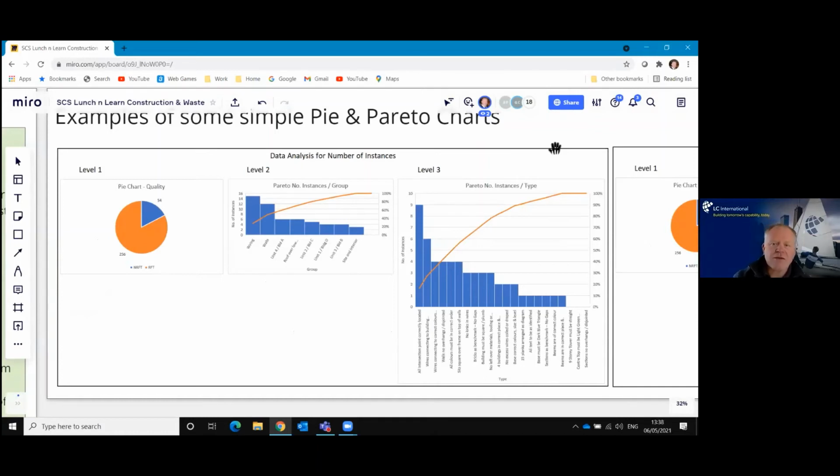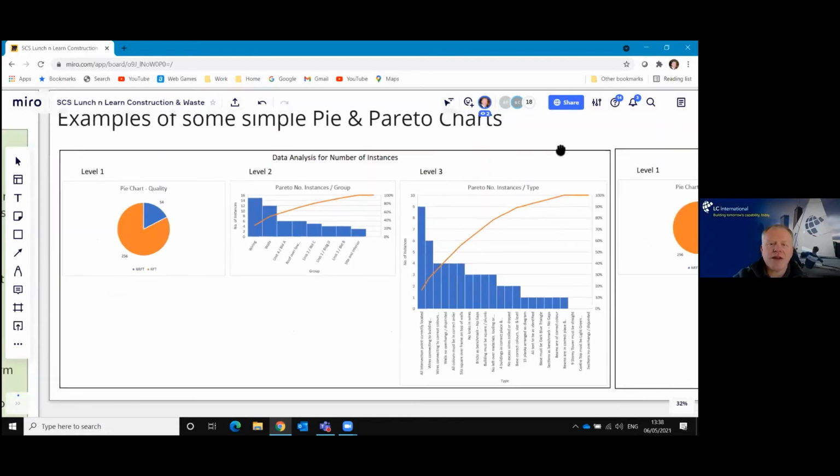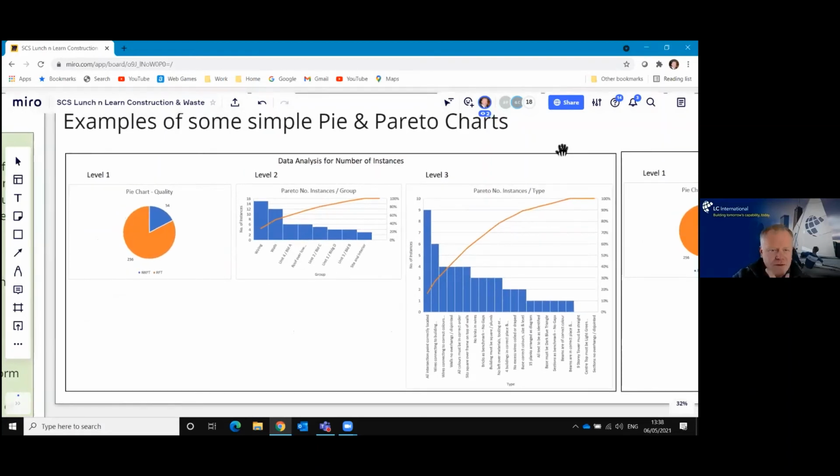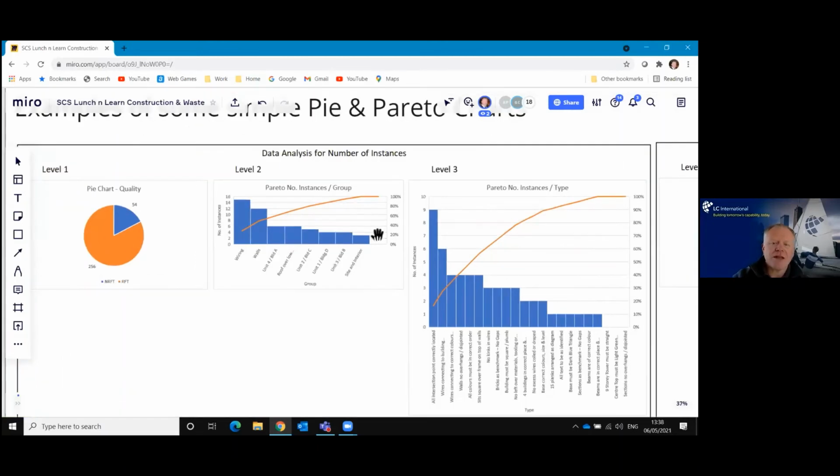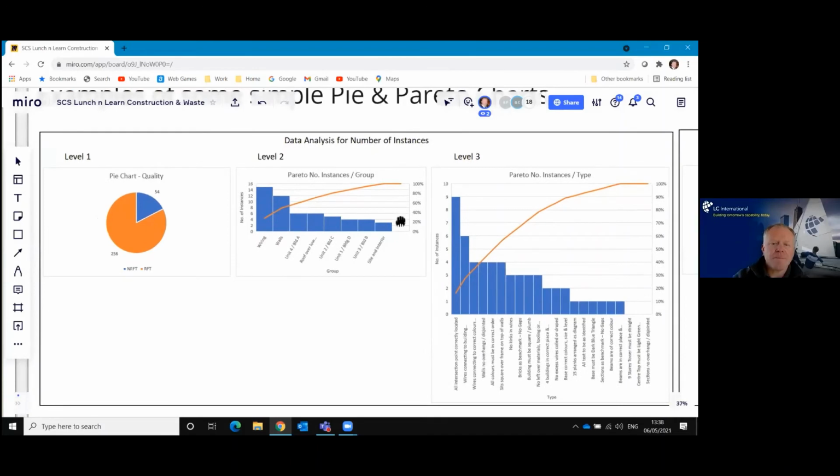And I've broken down our analysis here into what we call 3 levels. And the first level is really there just giving an example of focusing on quality. Where are we getting it right first time? Where are we not getting it right first time? And that takes us on to level 2, which breaks down then, okay, what were the instances that we were seeing where we were not getting it right first time?